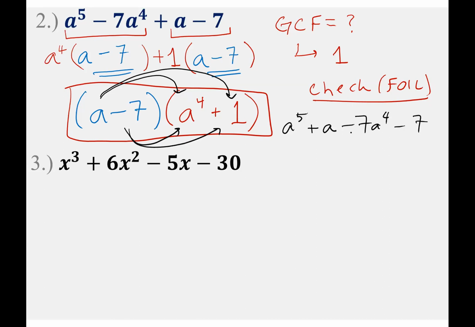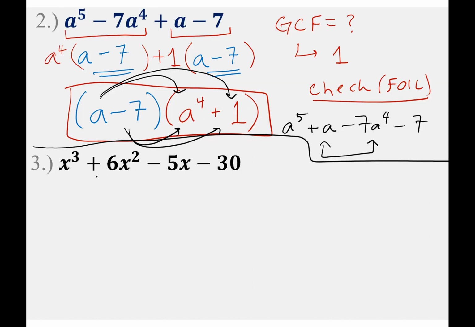So take a look at those 4 terms. It's almost the same as the original problem. It's just that our order has been rearranged a little bit, and that is okay. Instead of the minus 7a to the 4th, I have the a before the minus 7a to the 4th, which is fine. What you're checking is that all 4 terms are there as you're distributing. All right. Good. Number 3.